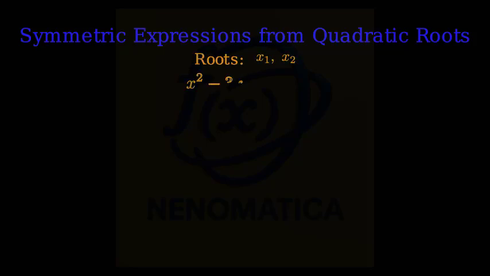We are told x1 and x2 are the roots of the quadratic x squared minus 3x plus 1 equals 0. We want the value of x1 times x2 to the power negative 2 plus x2 times x1 to the power negative 2. To connect expressions in the roots to the coefficients, we use Vieta's formulas.